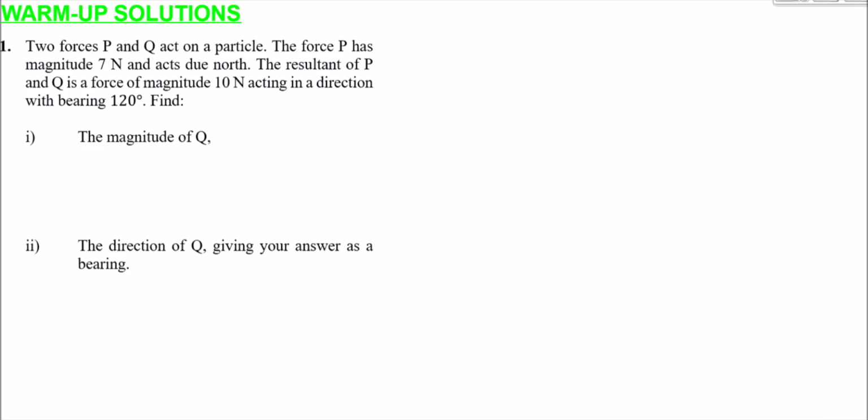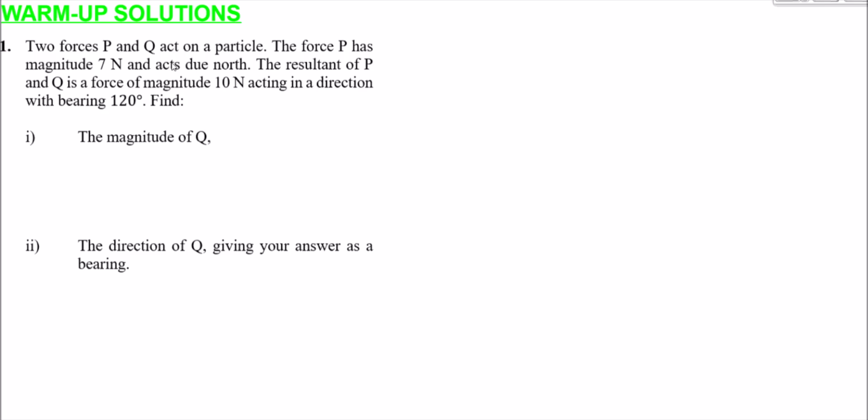So here, you have two forces, P and Q, acting on a particle. The force P has magnitude 7 and is acting due north. In terms of the diagram, due north we can just say is being straight up. The resultant of P and Q together is a force of magnitude 10 newtons acting in a direction with a bearing of 120. Find the magnitude of Q.